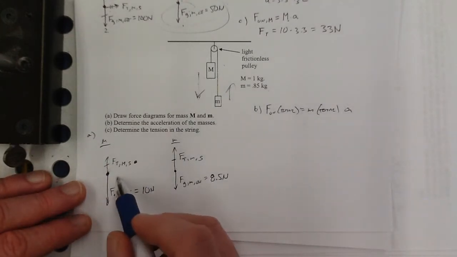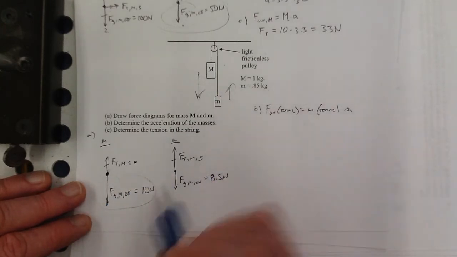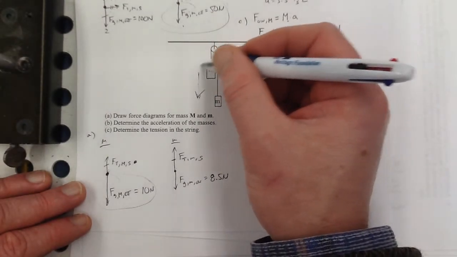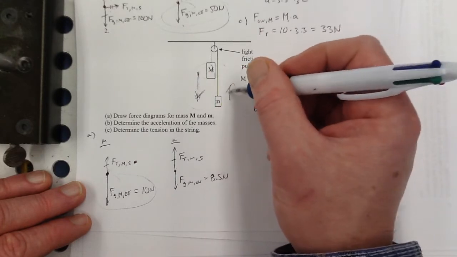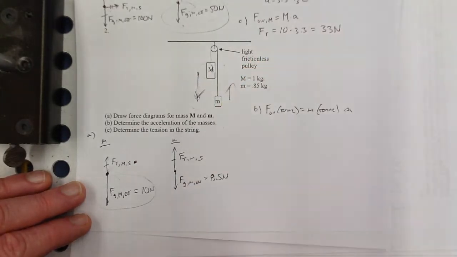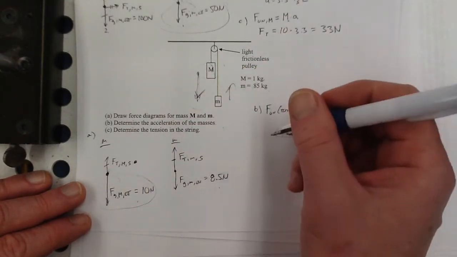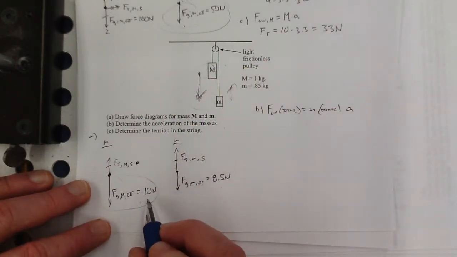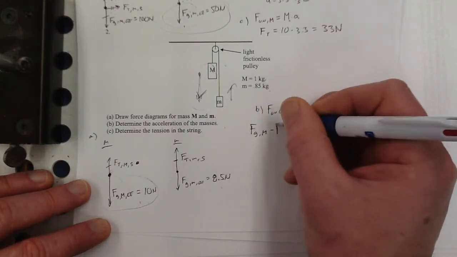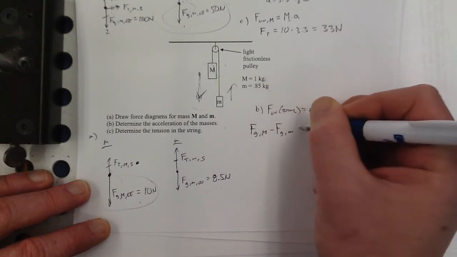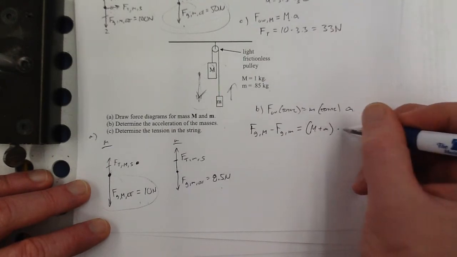So what do we have here? This is winning, and this is fighting against it, pulling the other way. So the gravitational force for this one is in the same direction as motion, and the gravitational force for this one is in the opposite direction of motion. So winner, loser. It's always going to be like that for an Atwood's machine. So that's force of gravity on the big one minus force of gravity on the little one. That's equal to mass total times acceleration.